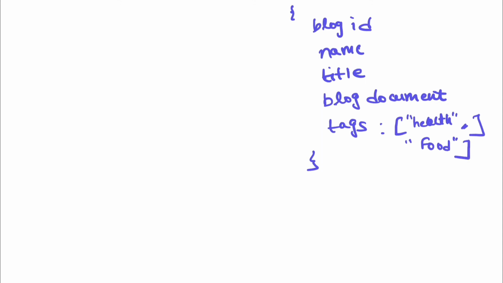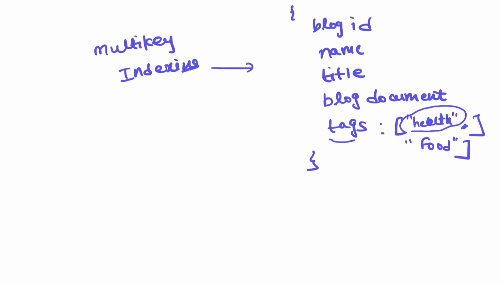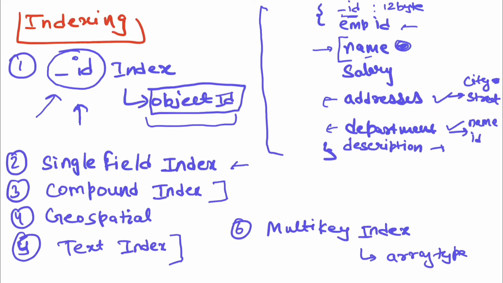Now let's say later on you want to enable searching. Whenever you want to search based on the health tag, you want to get all the documents which are tagged with health. This health is inside an array, so you can enable array indexes in MongoDB, and this is called multikey indexing. For any document where you have enabled multikey indexing on a certain array, which is the tags array, all these keys, health and food, will be indexed, and you would be able to query your data based on any value inside those arrays. So this is multikey indexes, and this is also supported.